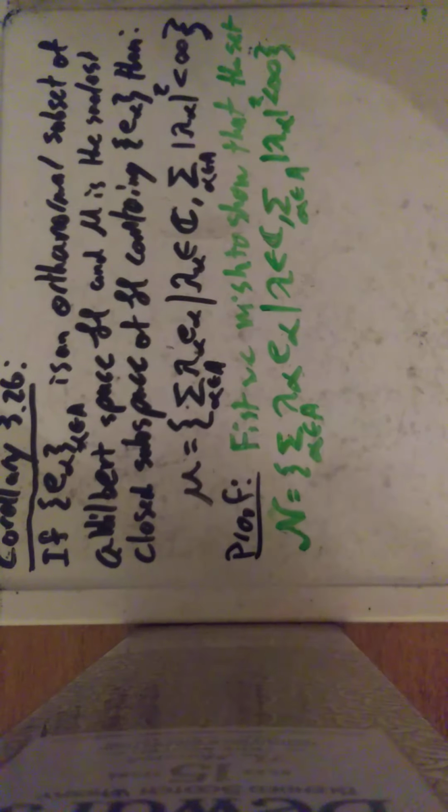So let's refer to this set from here on out as N. What we're trying to show ultimately is that M is equal to N. So, first that N is well defined and then that N is equal to M. But first we'll work on the fact that it's well defined.